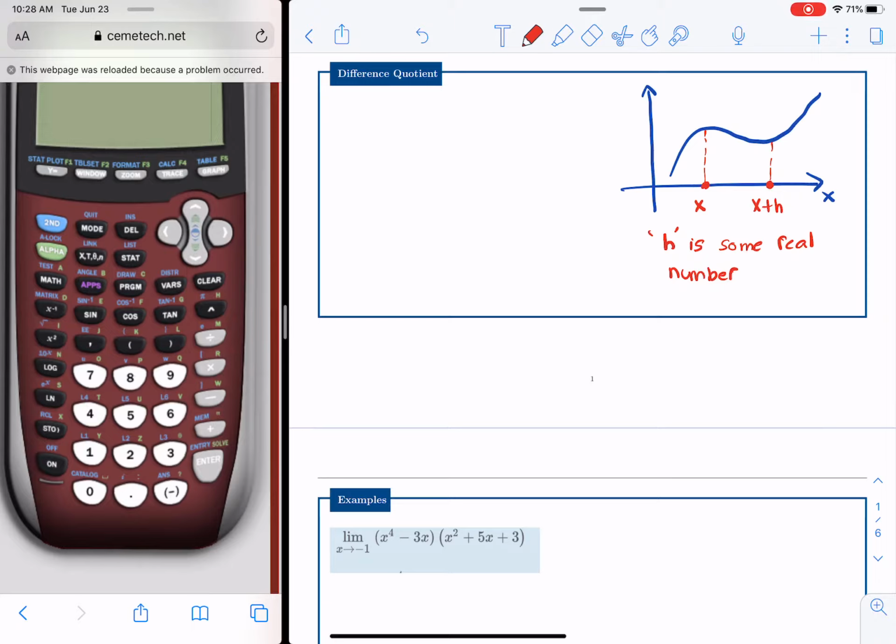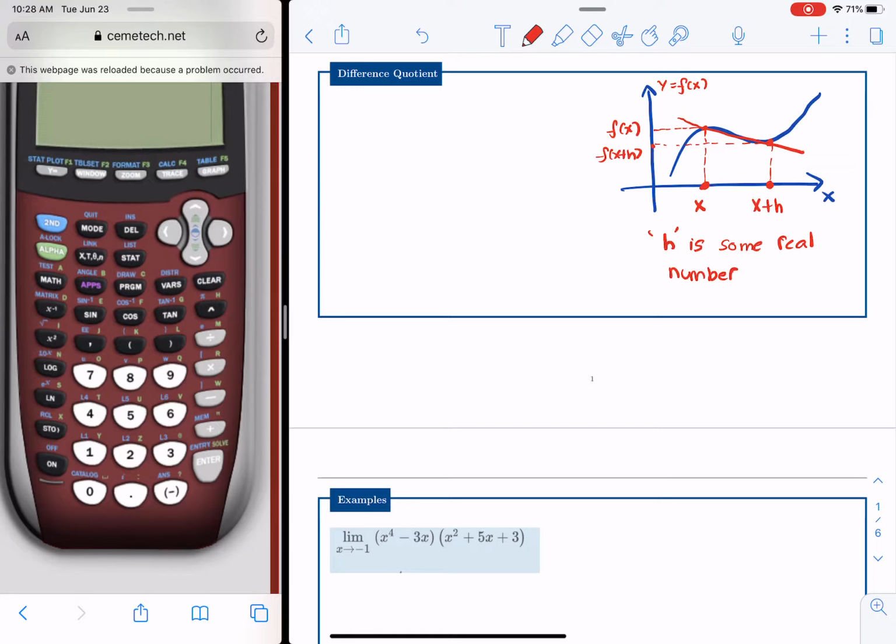So since the value of x is x for this point, we will simply have f of x there, and the value of x is x plus h over there, so that would be f of x plus h. And if we draw a line between these 2 points, that would be the secant line. And we know how to find the slope of the secant line. It's just the slope of any line.